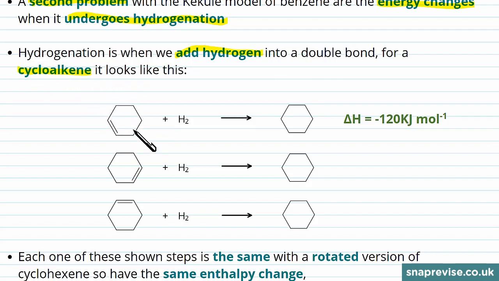So we have cyclohexene here with a double bond between this carbon and this carbon. We react this with hydrogen to form a cyclic alkane that is saturated. It has no double bonds. The enthalpy change that goes along with this is minus 120 kilojoules per mole. This is the same if we were to have a double bond here or here, because these three molecules are in fact all the same and just rotated, so when we add hydrogen into any of these positions, each time the enthalpy change will be minus 120 kilojoules per mole.